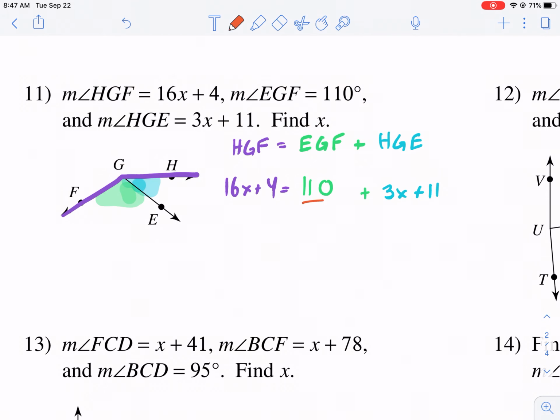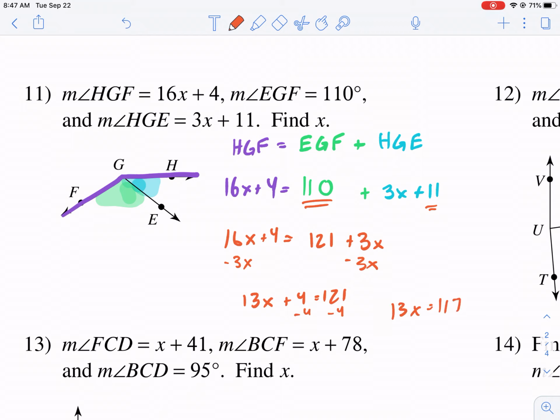Well, we can combine like terms first. We have 110 and we have 11, so we can make that 121 plus 3x. I'm changing it to orange, 16x plus 4. First thing, I like to move the smaller variable to get the variables together first. We have 13x plus 4 equals 121. We're going to subtract 4 from both sides, so we get 13x equals 117. So now I need to do some division. I do 117 divided by 13. Okay, so I divide this by 13, divided by 13, and I get x equals 9. So it's just asking to find x, which is 9 here.